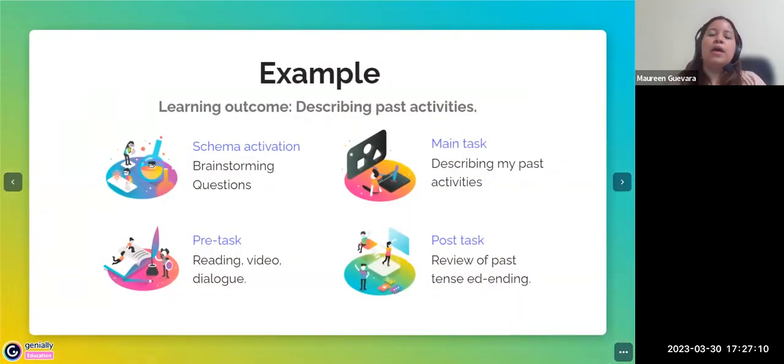We were talking about this, right? Describing past activities. So for example, for a schema activation, asking questions to them. Okay, what did you do last weekend? Just listen to them, don't correct them. If they say, I go to the beach, I go to the mountain, okay, just listen to them. In this moment, you don't have to correct them, or say, oh, no, that is not past. Okay, no, just because in this moment you are identifying if they really understood the question or not, if they really can describe past activities or not.